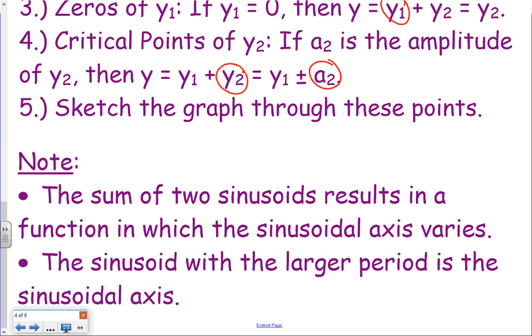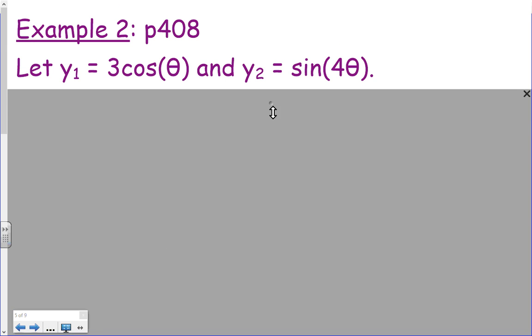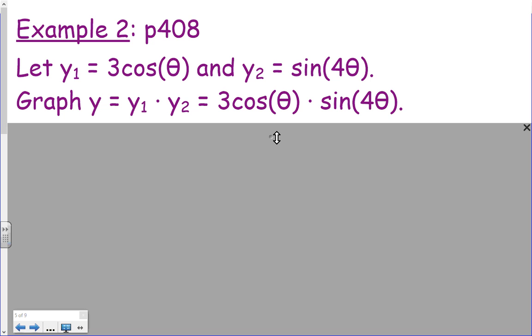All right, so that was a sum. Let's take a look at example number 2 on the next page, page 408. We're going to use the same two functions. We've got y1 is 3 cosine of theta, and y2 is going to be sine of 4 theta. And this time we're going to graph y1 times y2, or that's 3 cosine of theta times the sine of 4 theta. So we've done a sum. Now we're going to look at a product here.